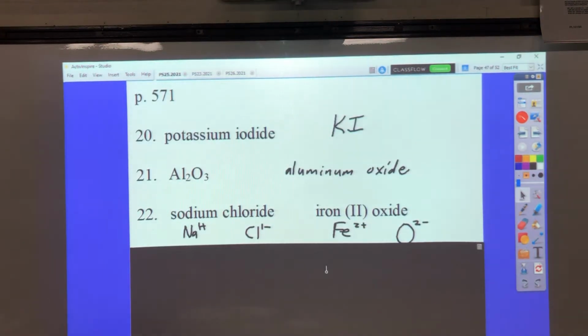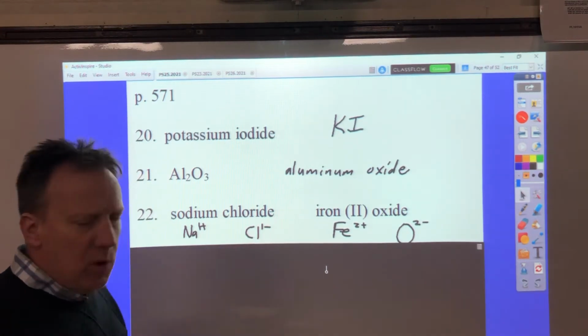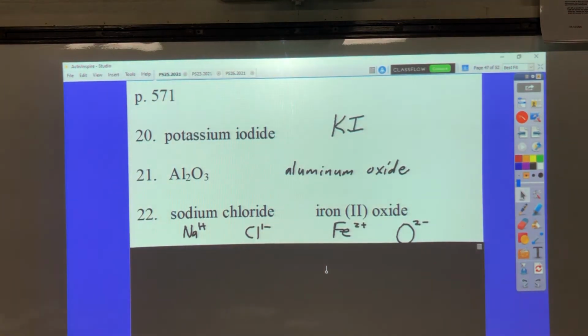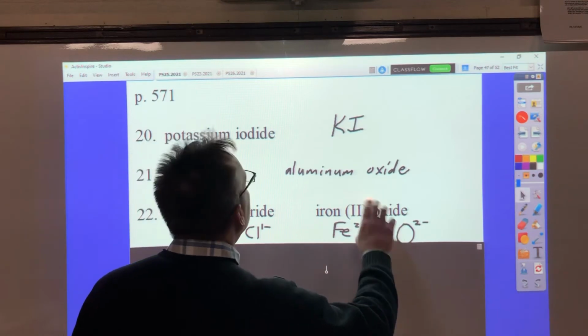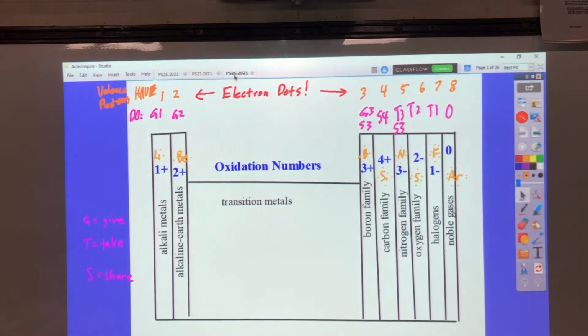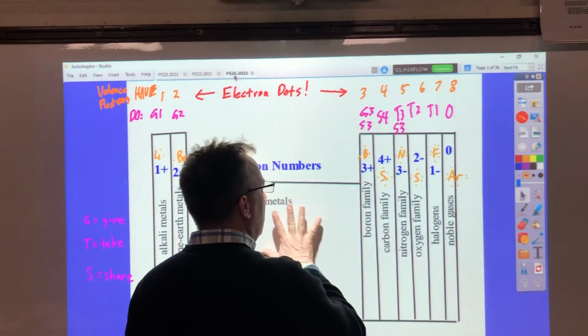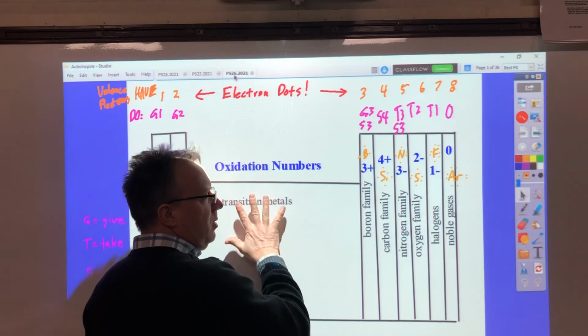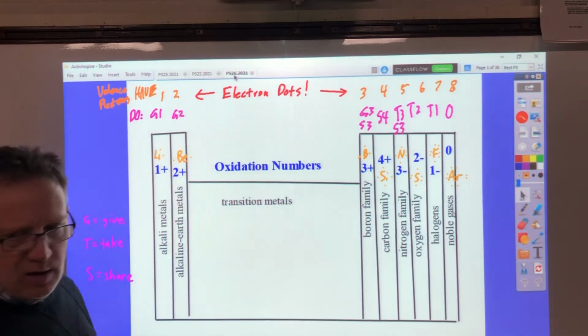So Na 1 positive, Cl 1 minus. Iron(II) oxide, they're telling you with that 2 what iron's oxidation number is. This means that it's 2. And oxygen is in the -2 column. So why don't they tell you what oxygen is? Well, they do, because it's in this column. But iron is a transition metal, so we have to tell you what the iron oxidation number is, or you have to be able to figure it out from what's there.